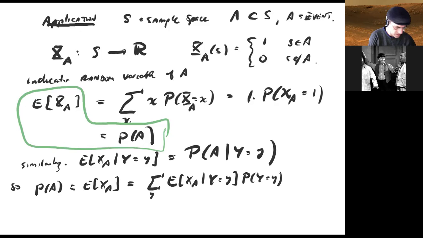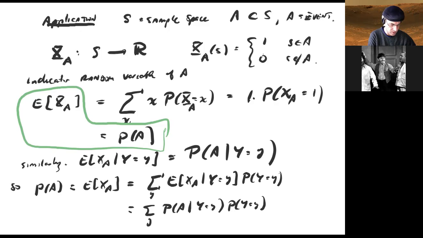But what is that? We know from what I just did in the previous line that that's the same thing as the sum over y of the probability of A conditioned to y equals y times the probability that y equals y. Okay, so this is actually something we pretty much saw before.